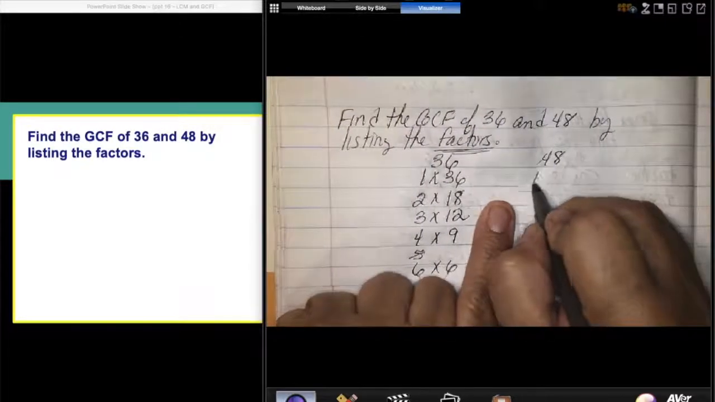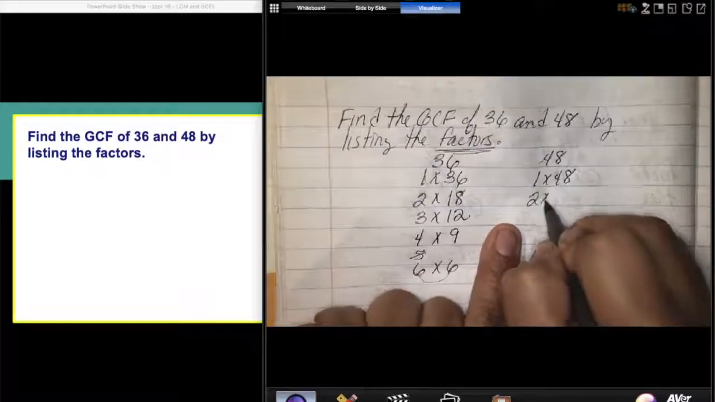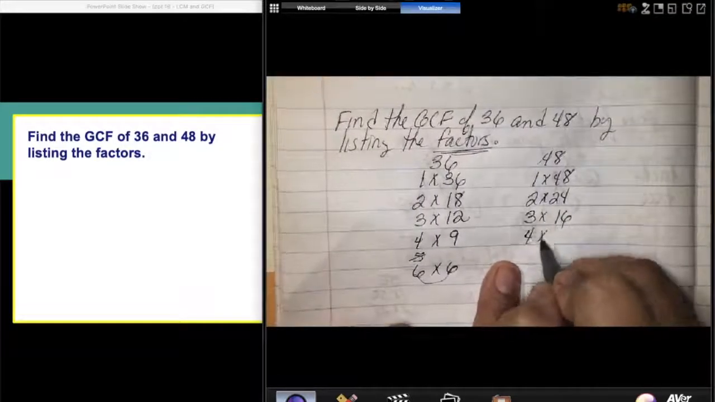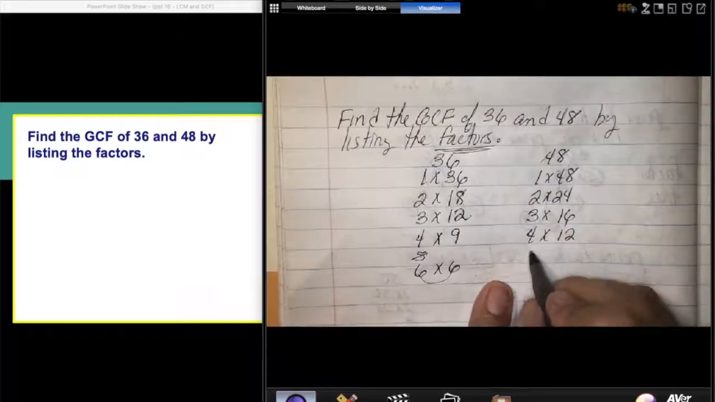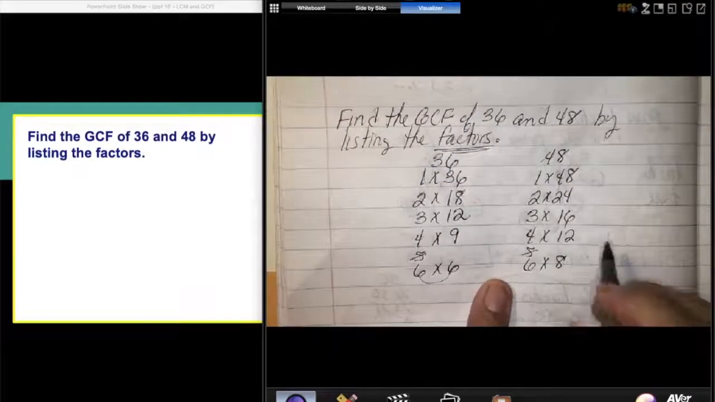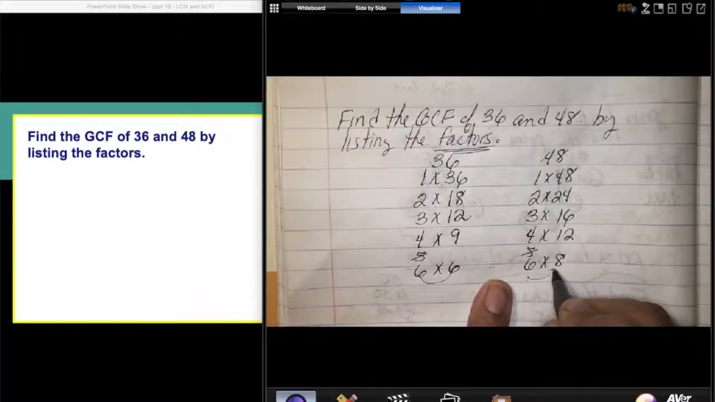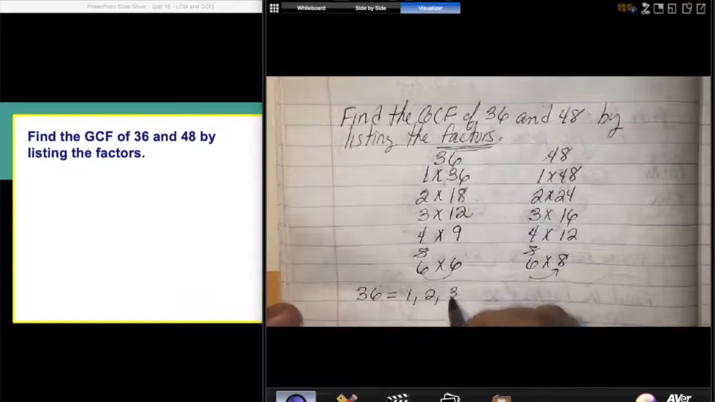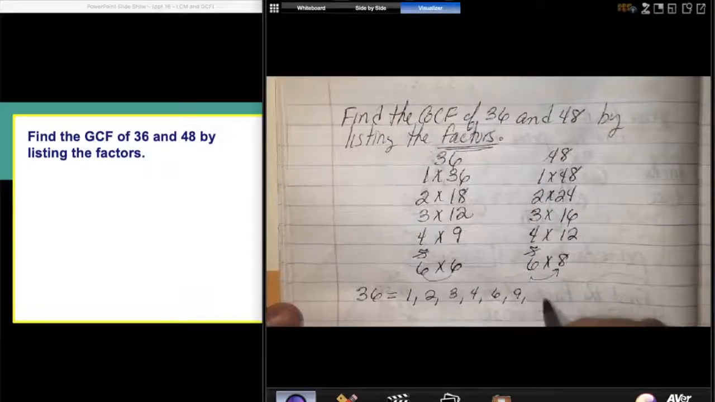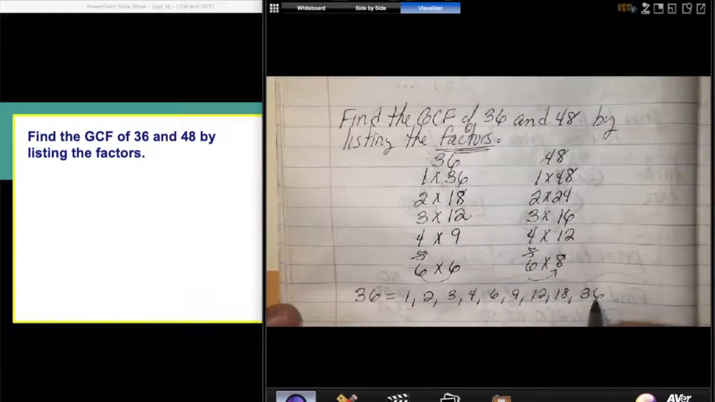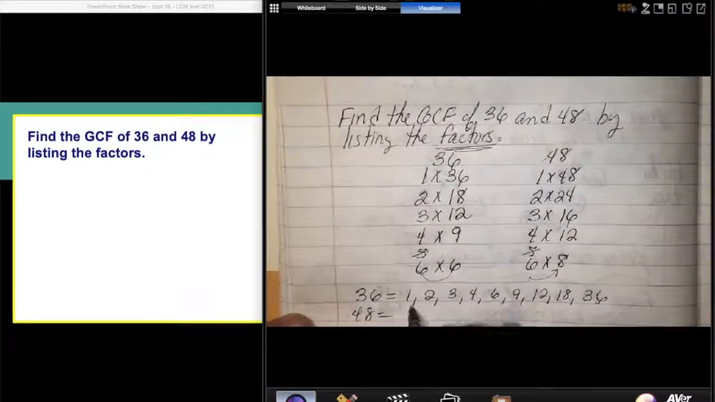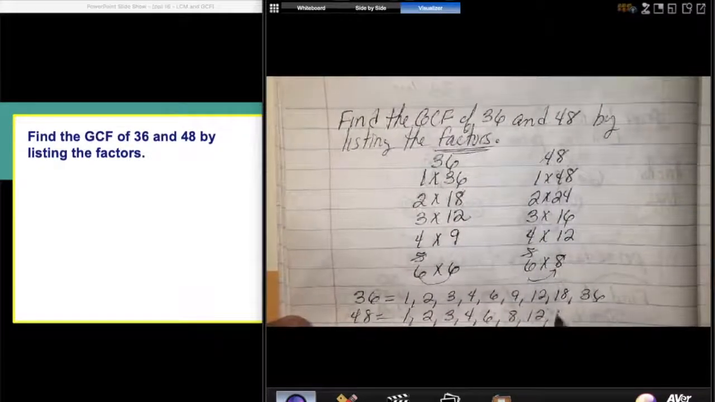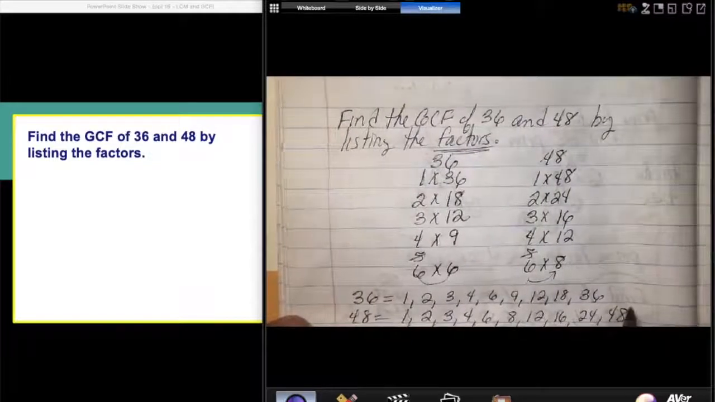48 divided by 1, 1 times 48, 2 times 24, 3 times 16, 4 times 12 is 48, not 5, 6 times 8 is 48, not 7, and I notice the 8 is already there. So let's make a list in order. 3, 4, 6, 9, 12, 18, and 36. 48: 1, 2, 3, 4, 6, 8, 12, 16, 24, and 48.